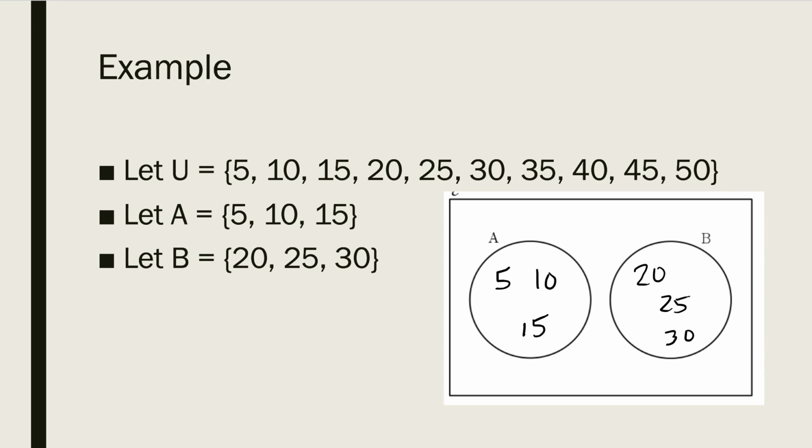And then I'm going to look at my universal set. Remembering your universal set is the entire box, making sure that all of the elements are somewhere inside the box. So I have 5, 10, and 15. I have 20, 25, and 30. I do not have 35, 40, 45, or 50. And so I'll add those elements in.